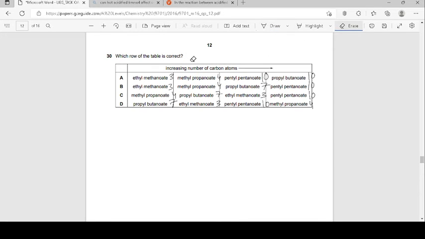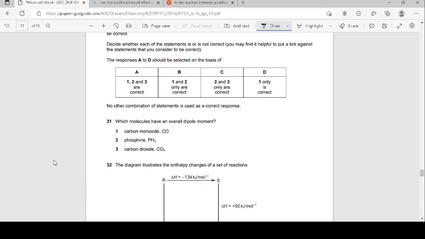Okay, so 3, 4, 10, 10, sorry, what? Why did I write 10 there? Propyl butanoate is 3 plus 4, which is 7, right? 3, 4, 10, 7 is not an increasing number of carbon atoms. 3, 4, 7, 10 is an increasing number of carbon atoms. 4, 7, 3, 10 is not increasing. 7, 3, 10, 4 is not increasing. So my answer is B. Simple, easy, hopefully. And let's go to the next question.